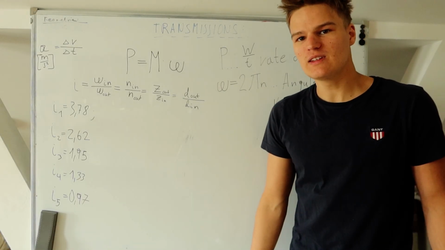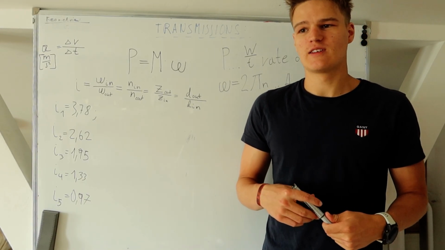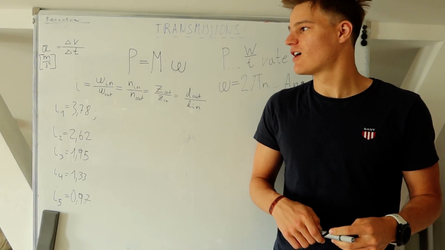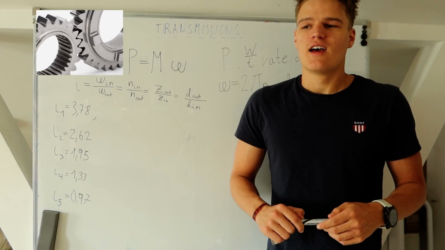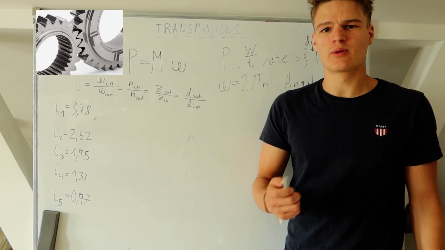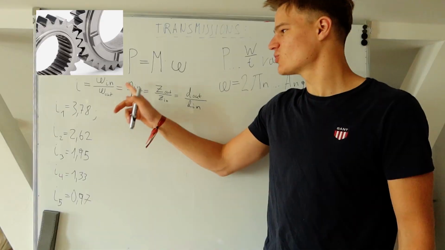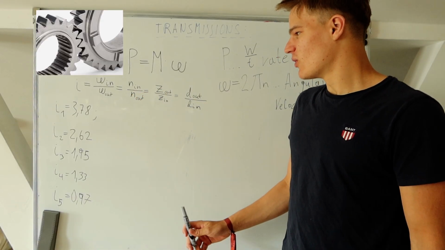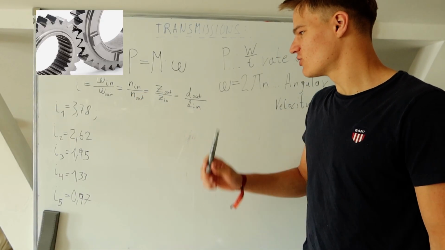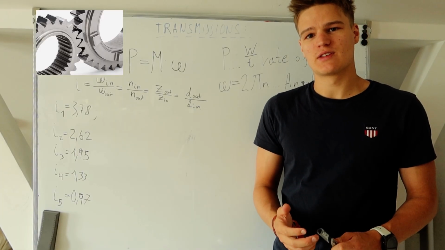What does z out mean? Z out is the number of teeth on our gear itself, right? So we have a gear which looks something like this, and z out over z in is just the number of teeth that you have on your gears, where this actually comes from, right? So it's the same as this, d out over d in. Your gears, the actual gears themselves, right?